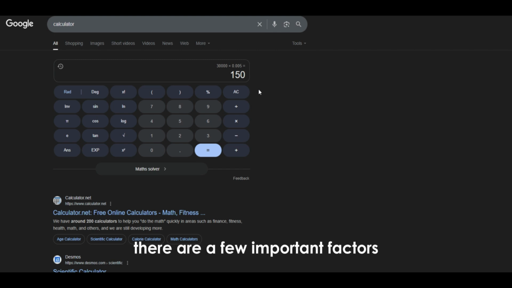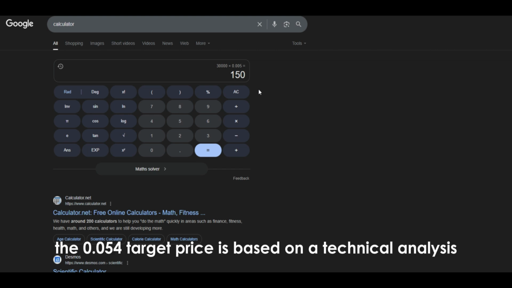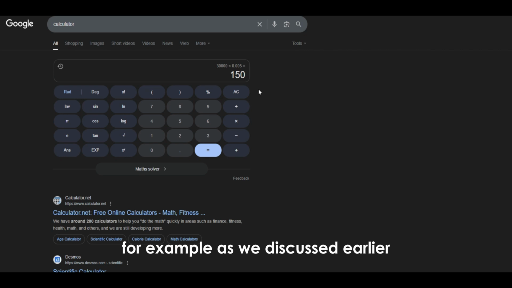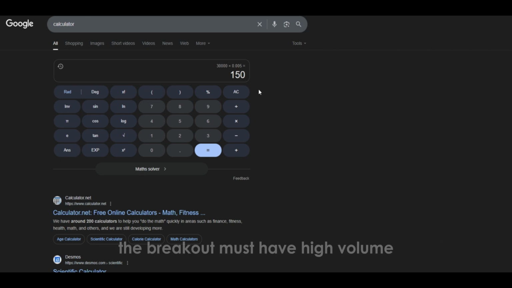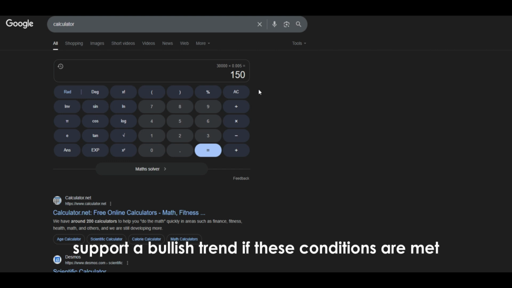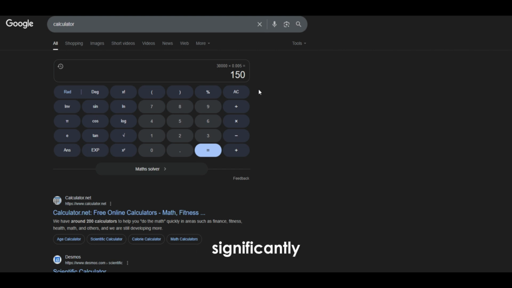There are a few important factors we need to keep in mind when making this calculation. First, the 0.054 target price is based on a technical analysis and pattern-based estimate. Achieving this estimate depends on certain market conditions. For example, as we discussed earlier, the cup and handle formation must be completed, the breakout must have high volume, and the general market conditions must support a bullish trend. If these conditions are met, the likelihood of hitting the target price increases significantly.